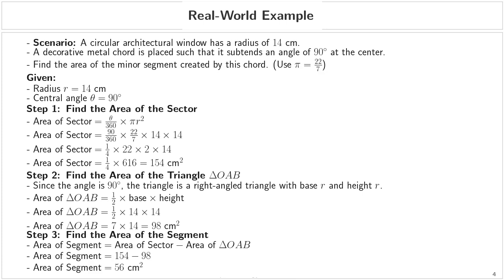Step 3, finally, we apply the subtraction logic we learned earlier. To find the area of the segment, we subtract the area of the triangle from the area of the sector. So, 154 minus 98 gives us a final result of 56 square centimeters. As we move to the next slide, I want you to pay close attention, because I will highlight some common pitfalls where students often lose marks in problems exactly like this one.